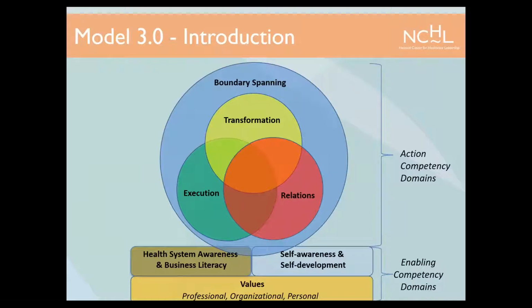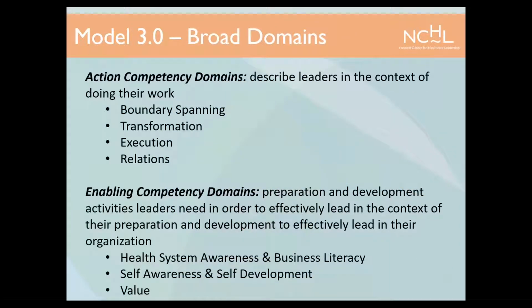So this is the current state of our model, and I'm going to talk about the action competency domains and the enabling competency domains, which are our broad domains. So with our action competency domains, these describe leaders in the context of doing their work. So this includes the boundary spanning, transformation, execution, and relation domains. And so these are really any competencies that individuals exhibit in their everyday work in being leaders.